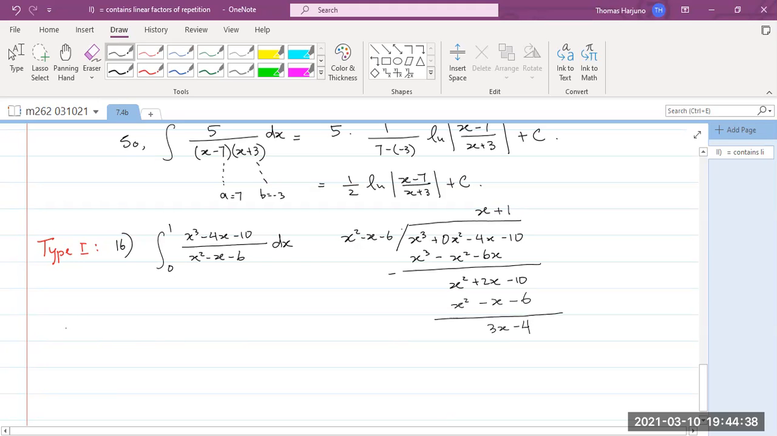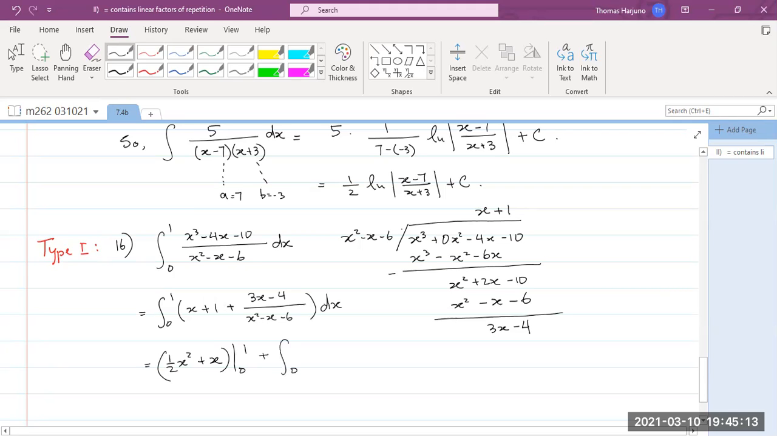So this integral is equal to the integral from 0 to 1 of x plus 1 plus 3x minus 4 over x squared minus x minus 6 dx. Okay, I go on further. This is 1/2 x squared plus x from 0 to 1, plus the integral from 0 to 1 of that proper fraction. Let me factor it.